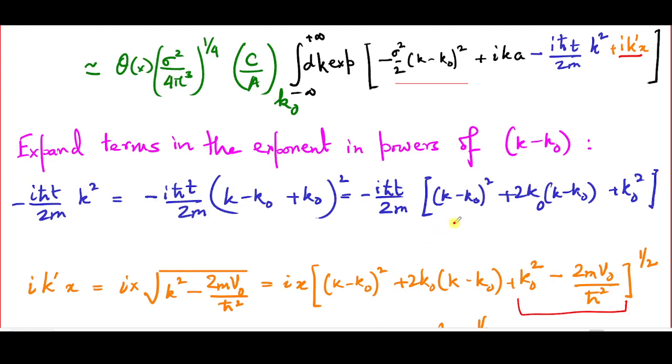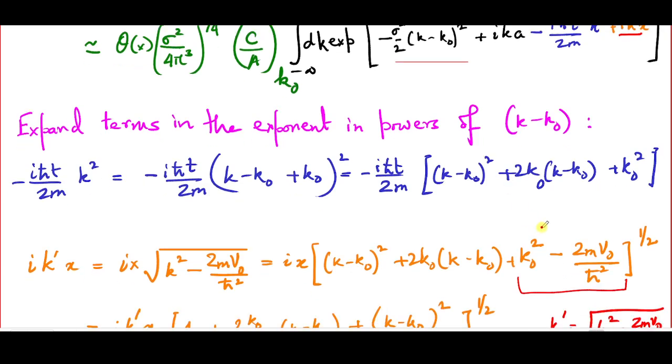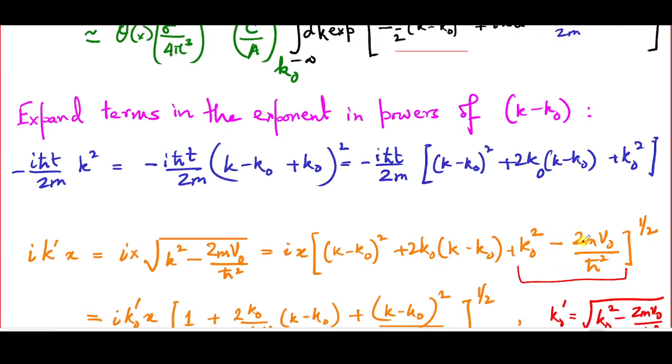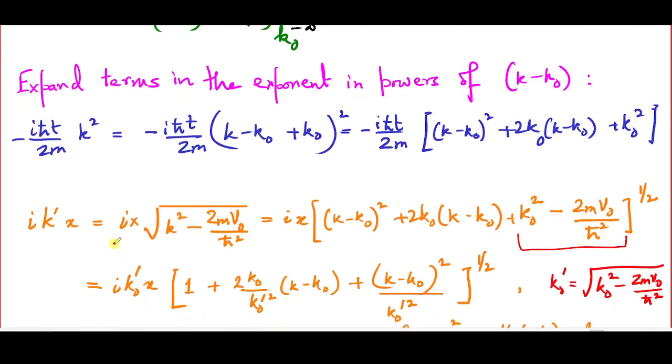We will call this quantity k0 prime squared, which is of course just the statement that k0 prime is the value for k prime when k is k0. Pulling out the k0 prime squared from the square root, I get i k0 prime x times this expression: 1 from here, twice k0 by k0 prime squared into (k minus k0) from this term, and (k minus k0) whole squared by k0 prime squared from this term. This whole thing is raised to the power half. k0 prime of course is nothing but the square root of this.